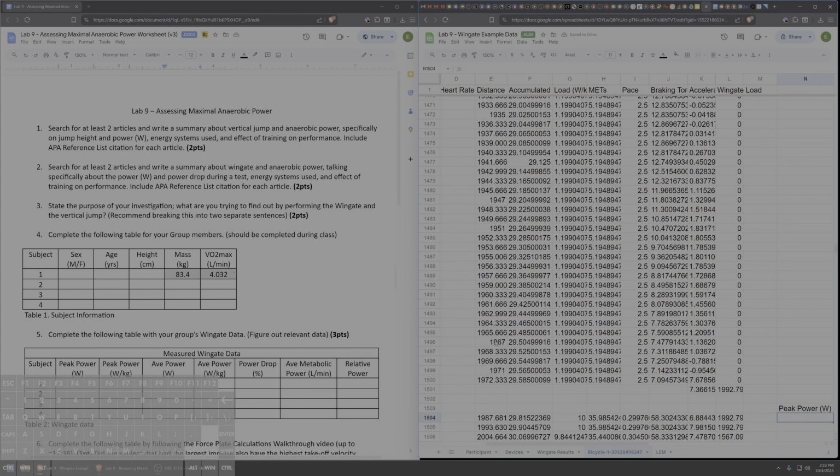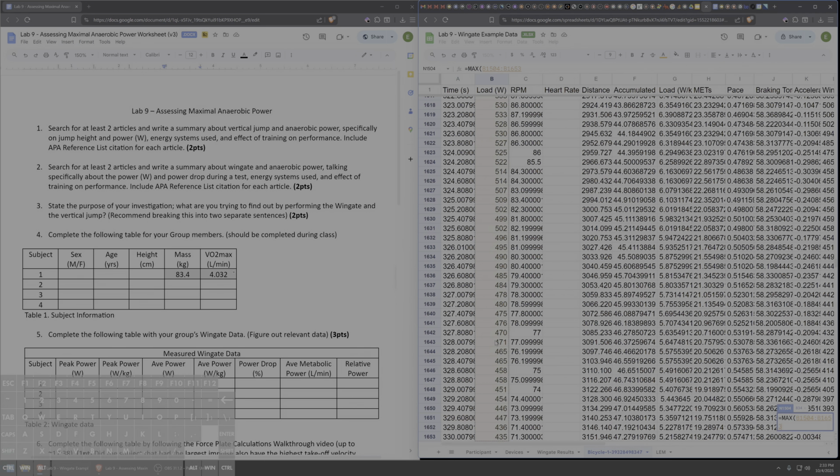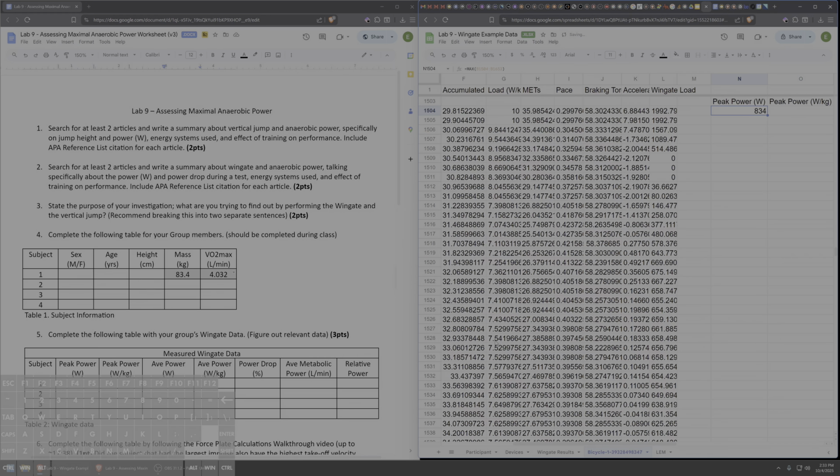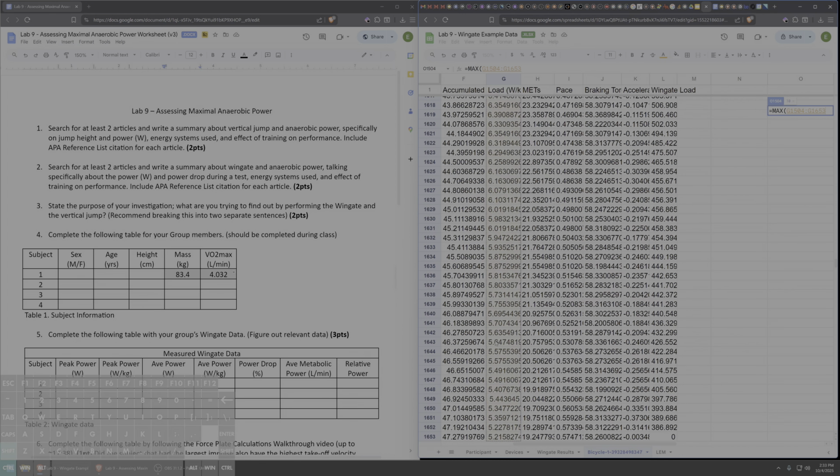Alright, so peak power. Let's do the max function. Come on over to load. Peak power in watts. It's easy enough to tell on mine at least. Yours may be different, but mine's easy enough to tell. And then same thing here. Unfortunately, I just can't pull it over because these columns are not right next to each other. So, there we go.